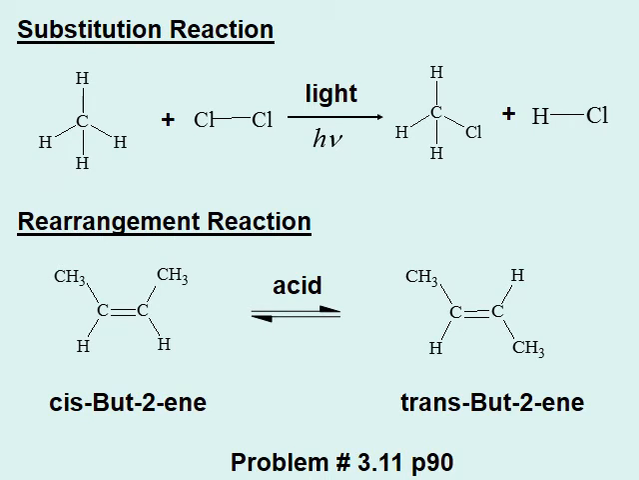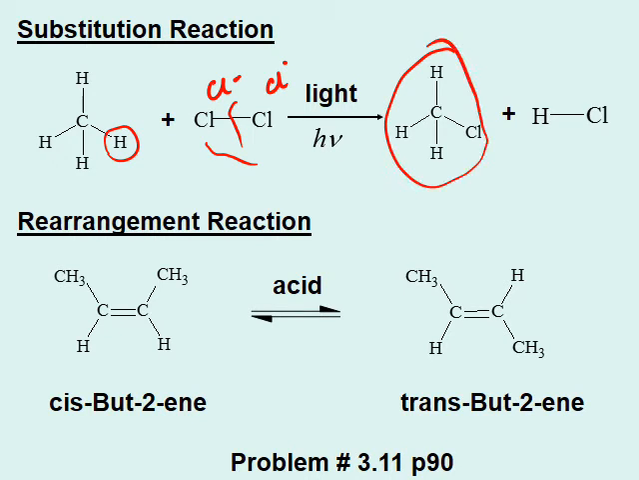Now the substitution reaction. In presence of light, Cl breaks down as radicals. Cl and Cl, that's how it breaks down. The light breaks down this bond. And then with a series of reactions, it eventually gets rid of this H, and Cl goes there, and it makes this compound, methyl chloride. So that's clearly a substitution reaction where Cl takes the place of hydrogen.